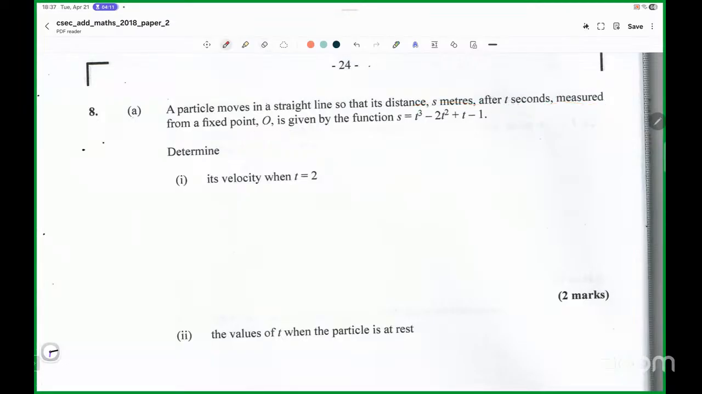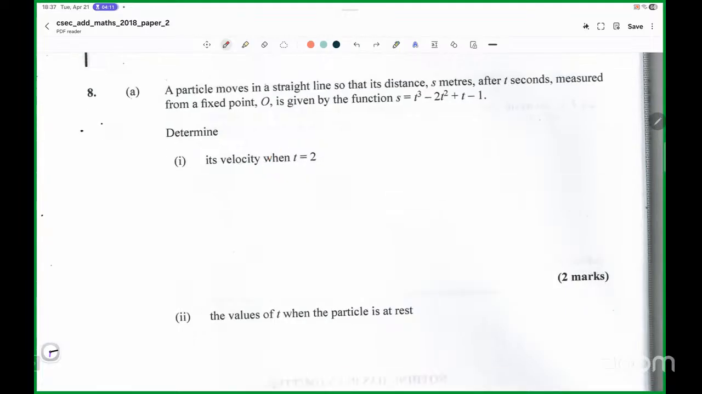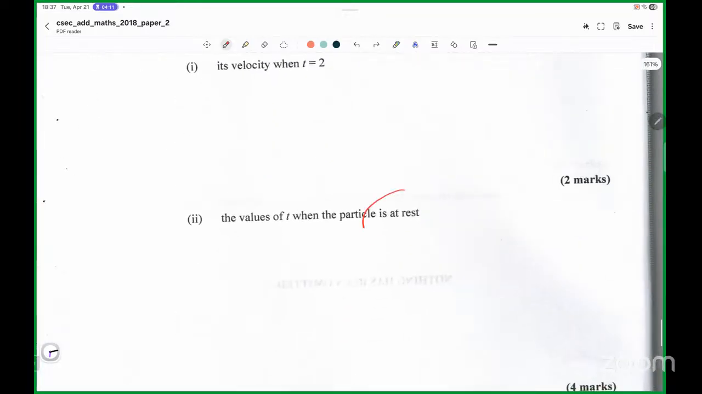All right. So this is the formula for the displacement from O at time t seconds. After this, they want the velocity when t equals 2. They want the velocity when the particle is at rest, the time when the particle is at rest. Again, when it's at rest, that's when v equals 0.